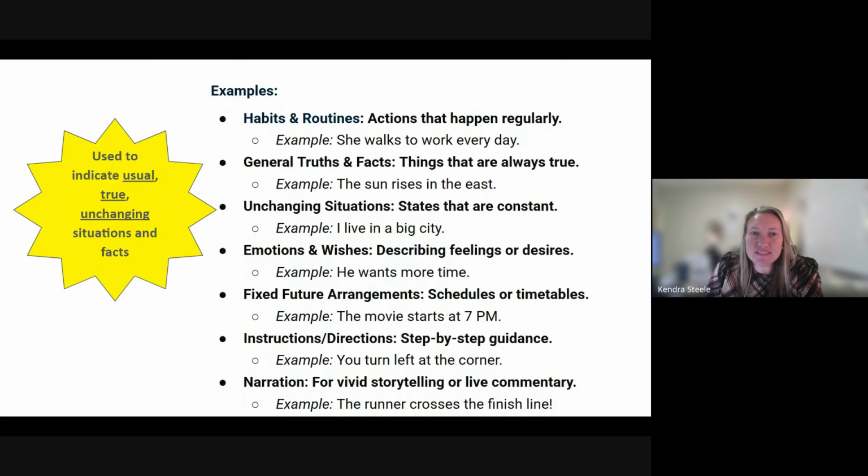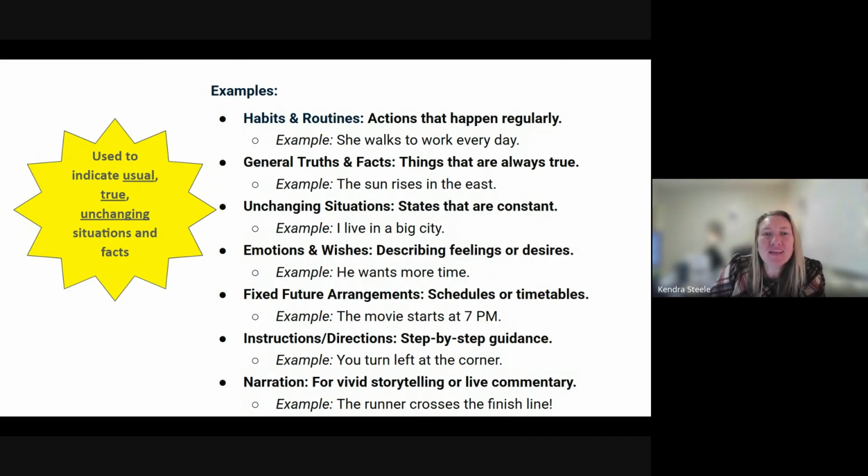You can also use this tense to talk about general truths and facts, things that are always true. For example, the sun rises in the east. Rises is the verb in the present simple tense. Unchanging situations, states that are constant, something that is not changing. For example, I live in a big city. That has no plans to change.